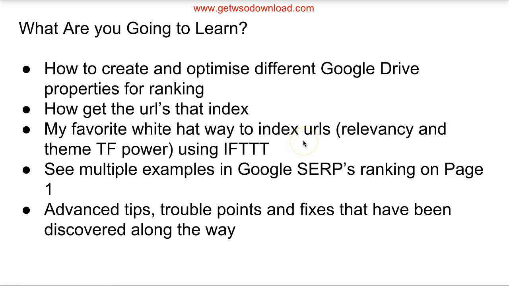is a completely white hat way, because what you're trying to do is just distribute your own content through your own network, and that's using IFTTT, or If This Then That. And it's powerful when you can use some of the properties, or if you tier it out properly and theme it properly, because that's what it's about. It's all about relevancy and theming your trust flow power behind your property.